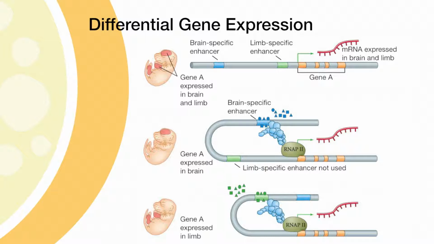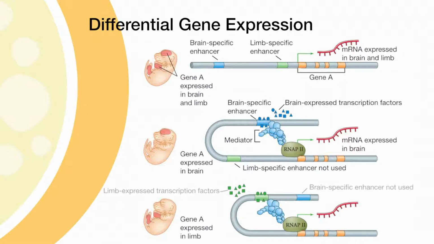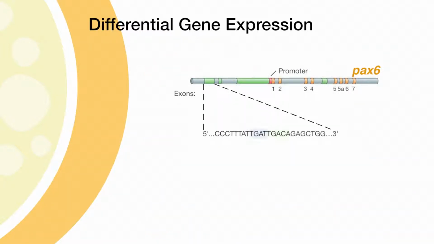gene A is expressed in the brain in this first one, in which a combination of specific transcription factors that may only be present in the brain bind to that enhancer and regulate that particular gene A RNA in that tissue. Whereas the cells of the limb have a different repertoire of transcription factors, and they are capable of binding to that other enhancer, which still regulates gene A, but now that's happening in the limb because of that repertoire of transcription factors.